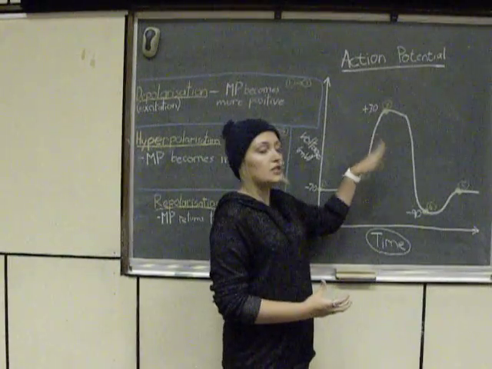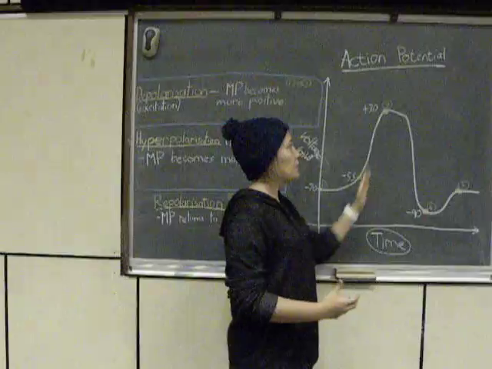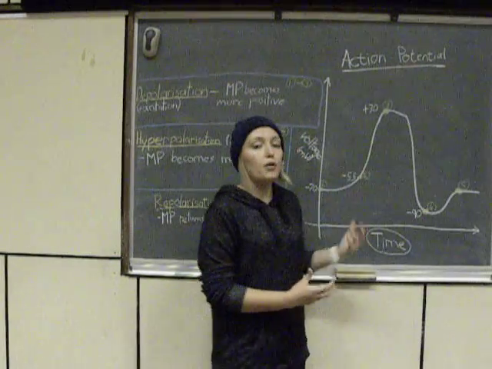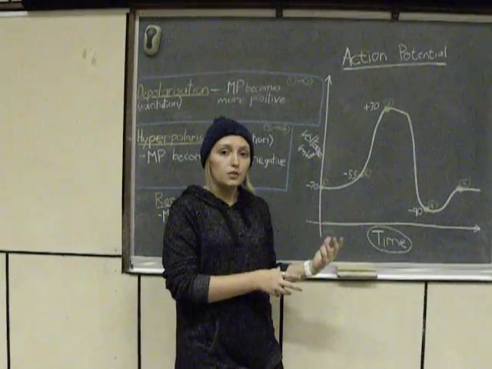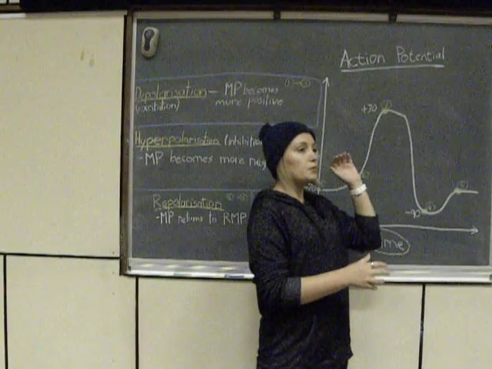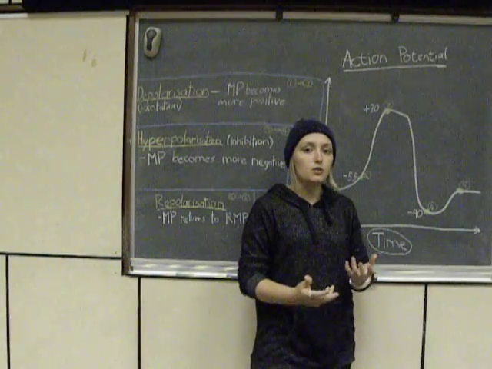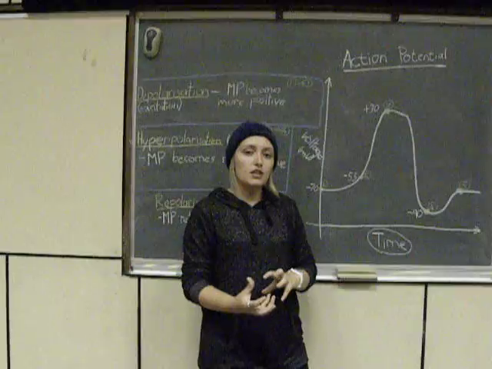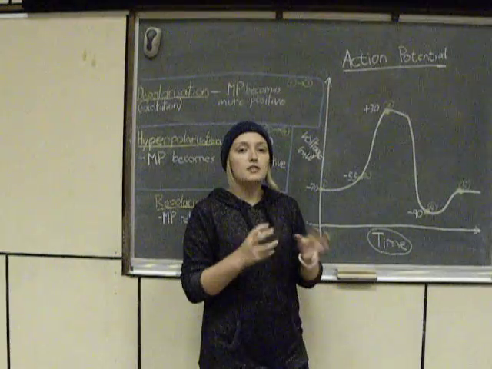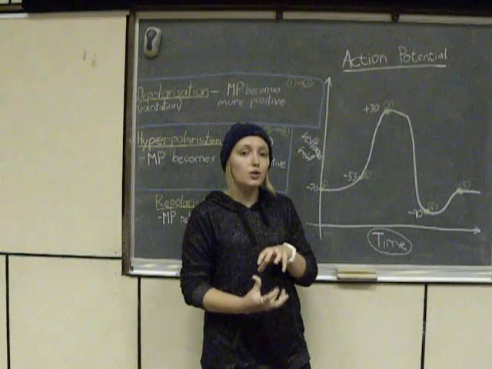So it causes your membrane potential to become more positive, up until a peak value, which is at positive 30 millivolts. And then at your peak value, which is known as your peak potential, you'll get your sodium voltage-gated channels closing and potassium voltage-gated channels opening.